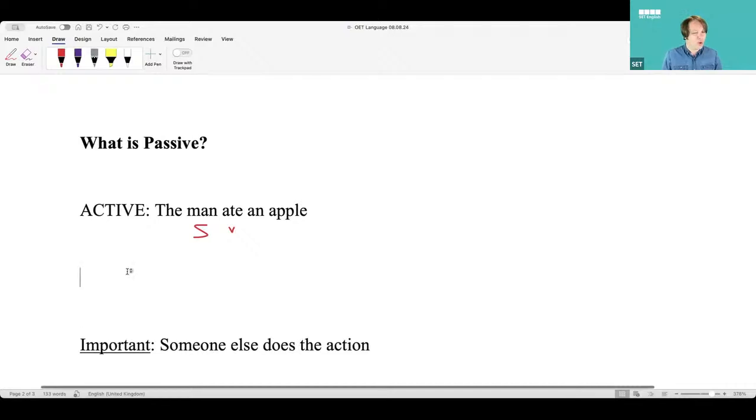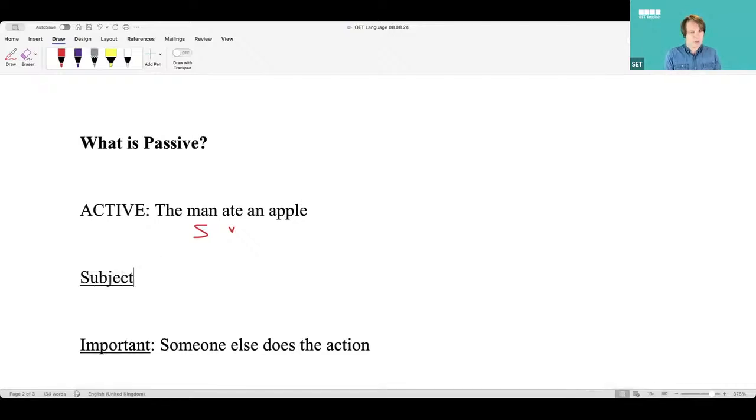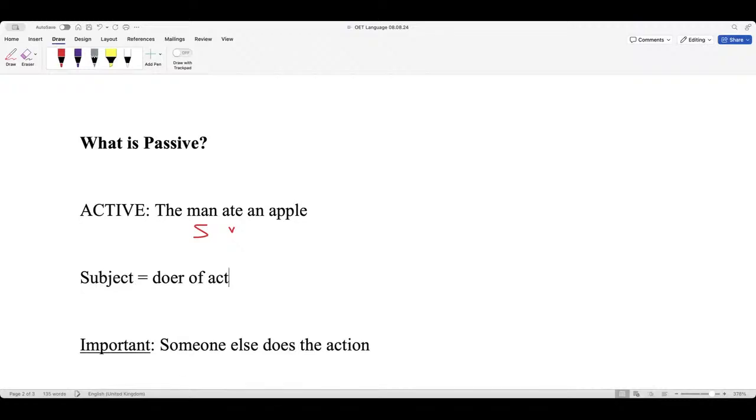Is anyone not sure what we mean by subject? What is the subject, everyone? The subject is the doer of the action. The person who does the action. Very well. Okay.